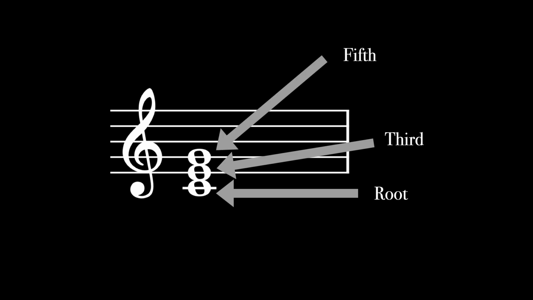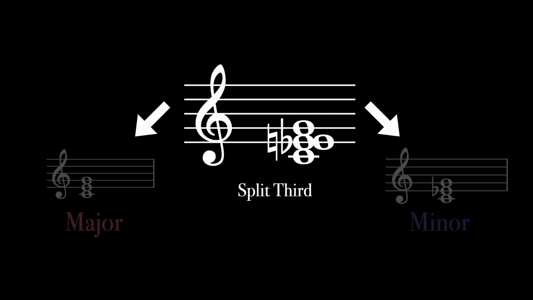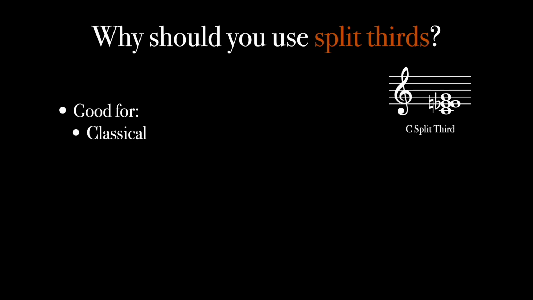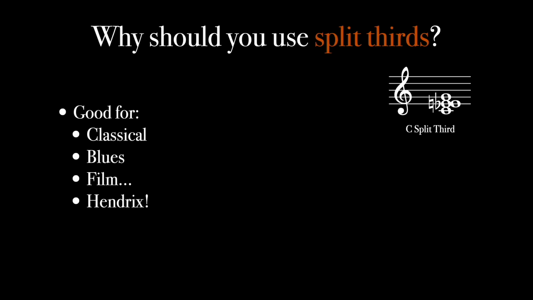Here's a triad. It has a root, third, and fifth. Let's make it clustery. By using a major and minor third at the same time, we split into 2 thirds. This is called the split third. This appears in classical music, blues music, and film music. The split third is closely related to the Hendrix chord.